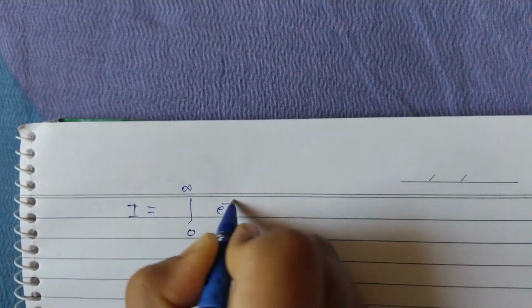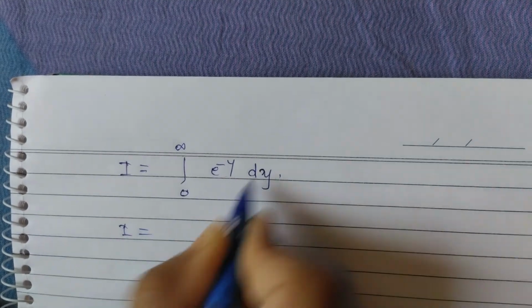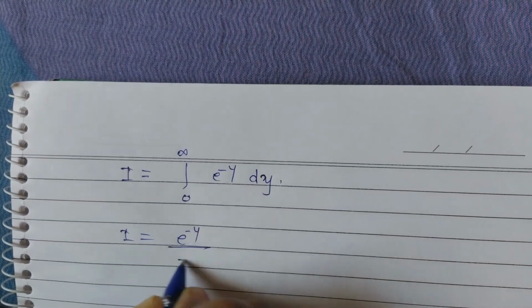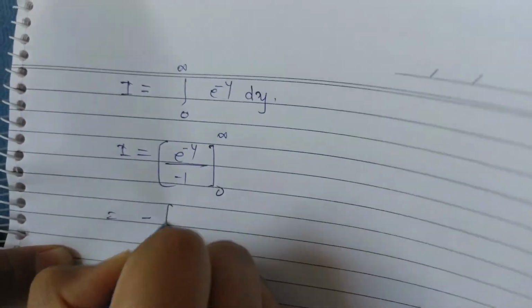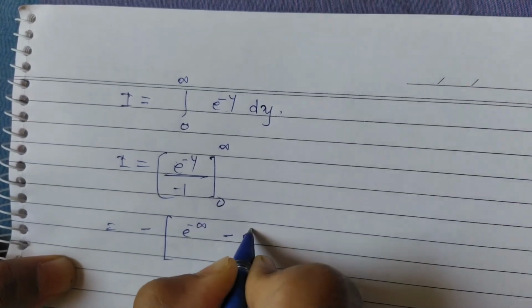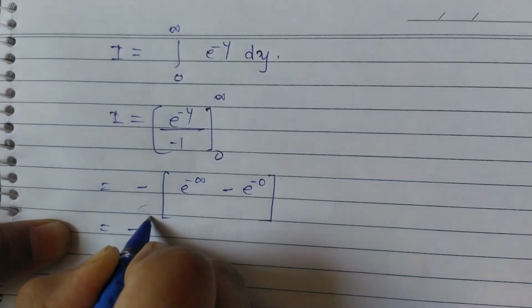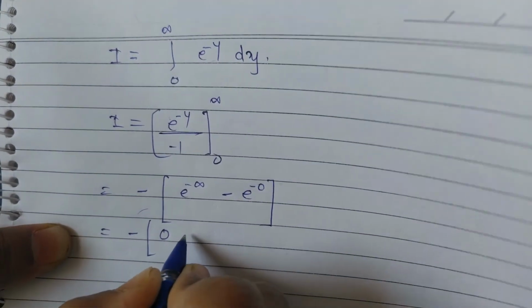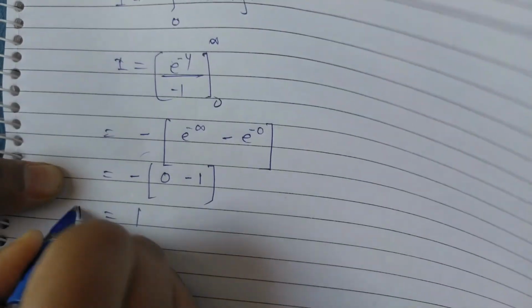So the integration becomes I is equal to the integral from 0 to infinity of e raised to minus y dy, and you know the integration of e raised to minus y is e raised to minus y upon minus 1, from 0 to infinity. Take the minus sign outside: e raised to minus infinity minus e raised to minus 0. What is e raised to minus infinity? 0, and minus e raised to 0 is minus 1. So the answer becomes 1.